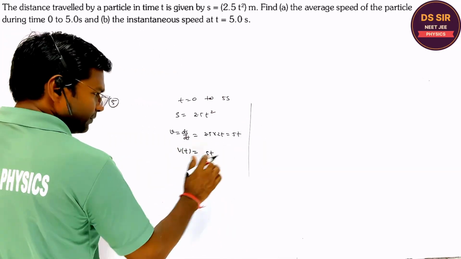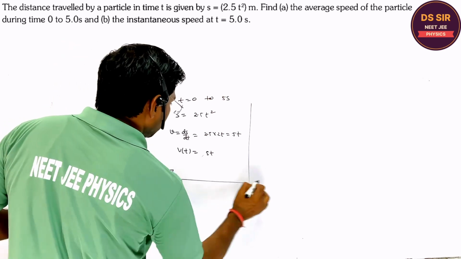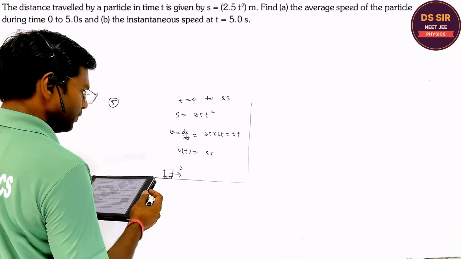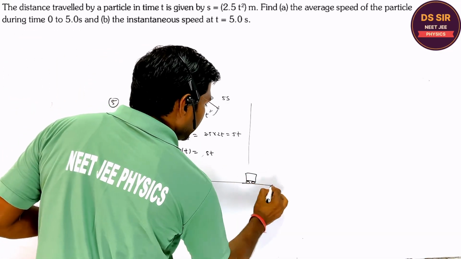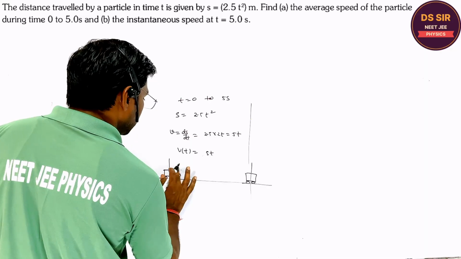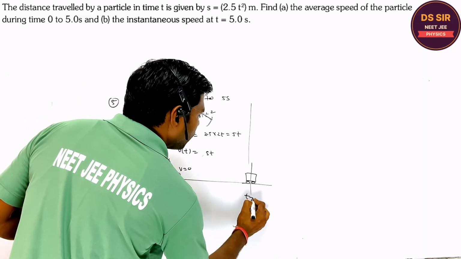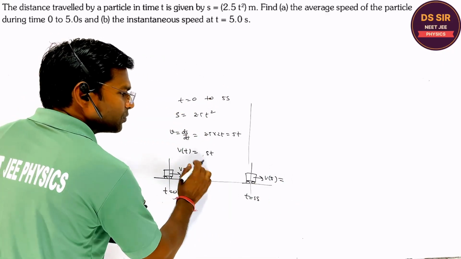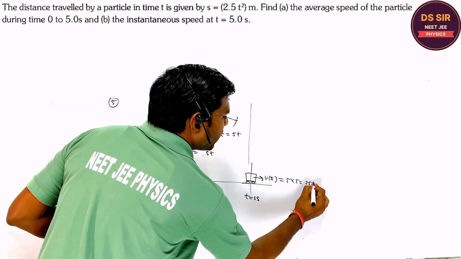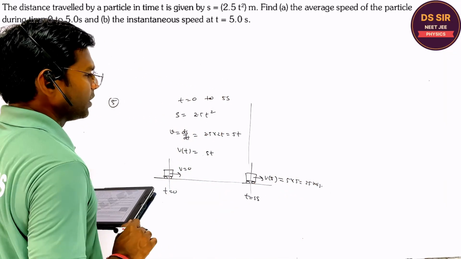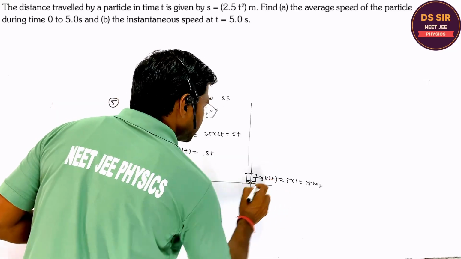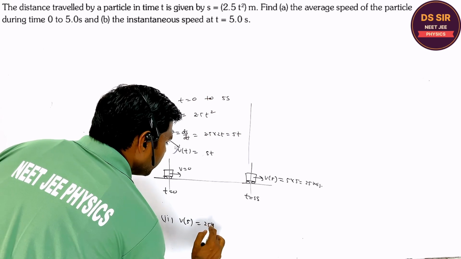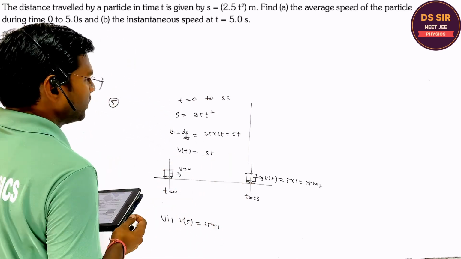Listen, when the car is moving, at t is equal to 0, can you find the speed? Say 0. And at t is equal to 5 seconds, can you tell me the speed at 5 seconds? Yes, 5 into 5 is equal to 25 meter per second. Is it clear or not, you tell? So the second part answer is that the instantaneous speed at 5 seconds is 25 meter per second. This is fine.